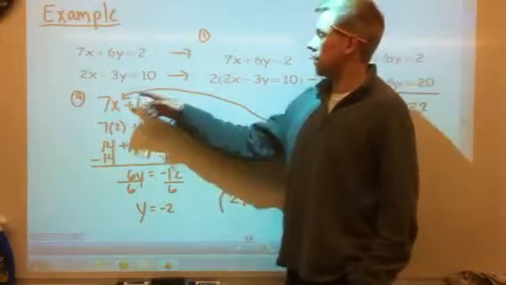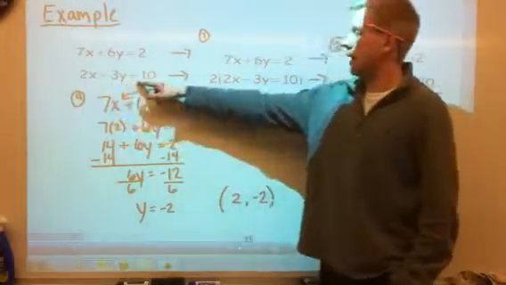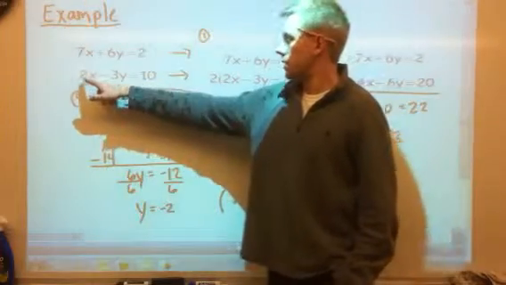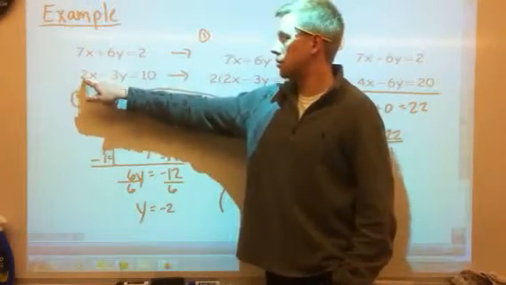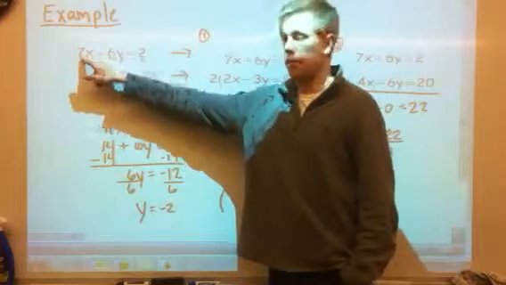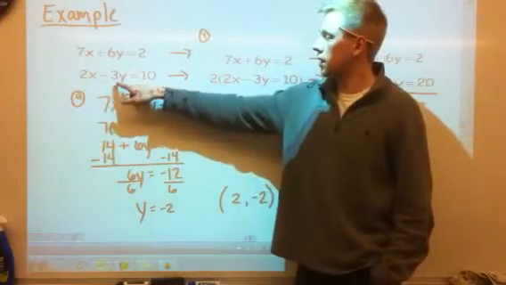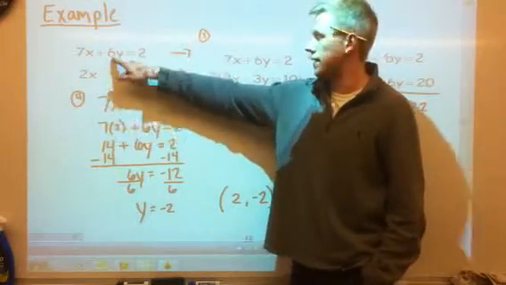Now, if I look at this bottom equation, I can see that there's a 2 here, but I can't multiply 2 by anything to get the 7. But if I look at my y's, I have a 3 here. Can I multiply anything by 3 to get a 6?